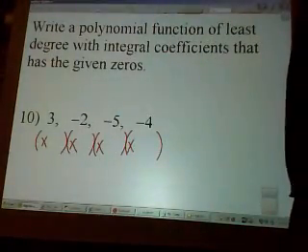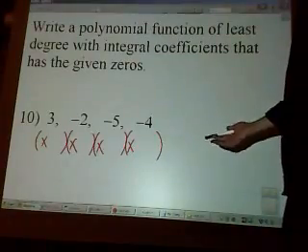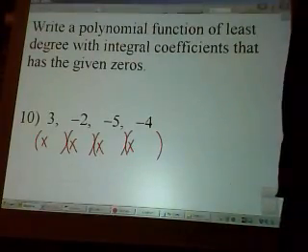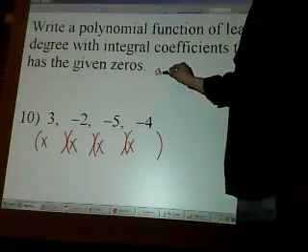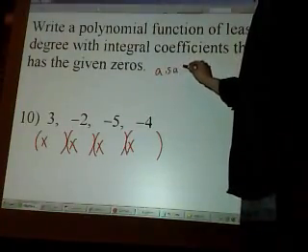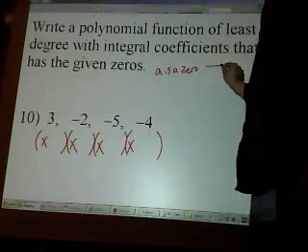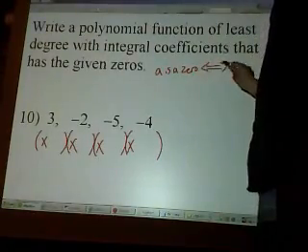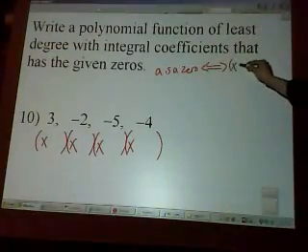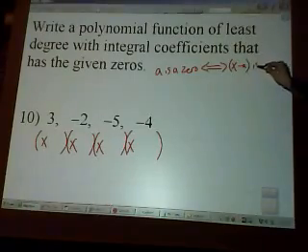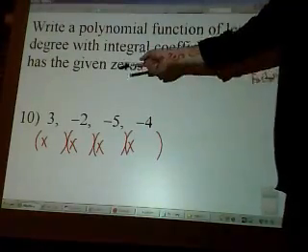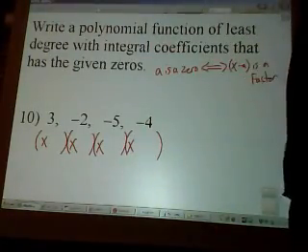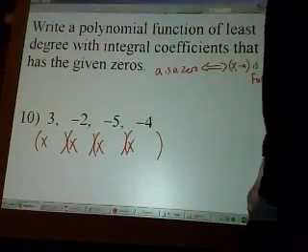So really, what makes this really fast is if you learn to just change the sign of all the zeros, then you do it the fastest way possible, okay? So change the sign. Since a is a zero, x minus a is a factor, right? Well, I know if 3 is a zero, then x minus 3 is a factor. This is the factor theorem, right?